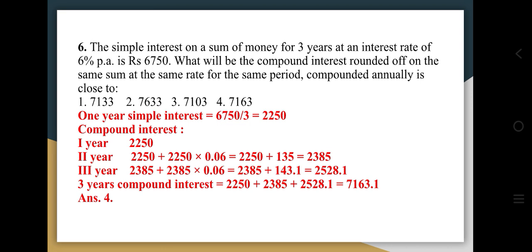So what is the 3 years compound interest? We have to add first year interest, second year interest and third year interest. That is, we have to add 2,250, 2,385 and 2,528.1, which gives 7,163.1. So the answer is choice 4.